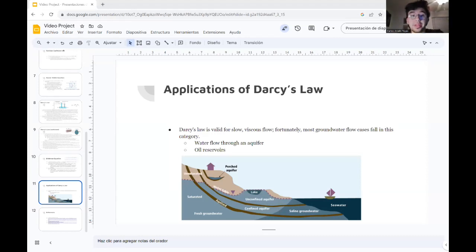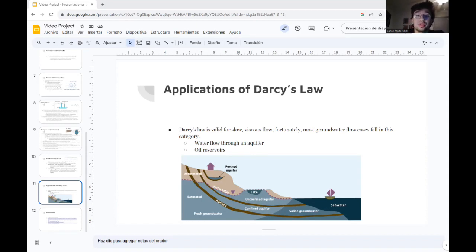Applications of Darcy's law. Darcy's law is valid for slow viscous flow. Fortunately, most groundwater flow cases fall in this category. One application of Darcy's law is water flowing through an aquifer, which is shown in the picture below. Darcy's law, along with the equation of conservation of mass, is equivalent to the groundwater flow equation, one of the basic relationships of hydrology. Hydrology is defined as the branch of science concerned with the properties of Earth's water, and especially its movement in relation to land.